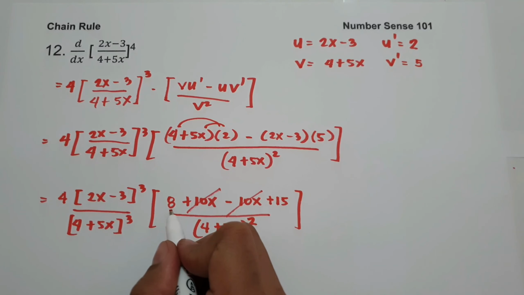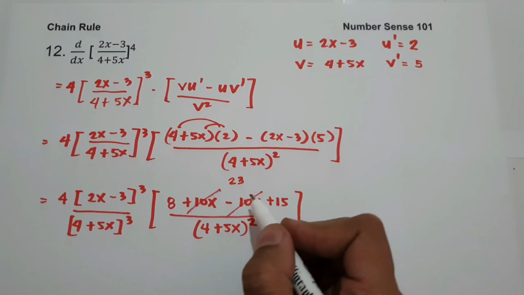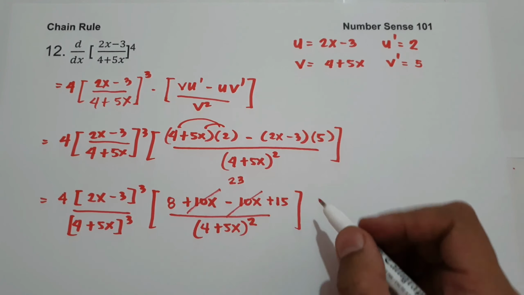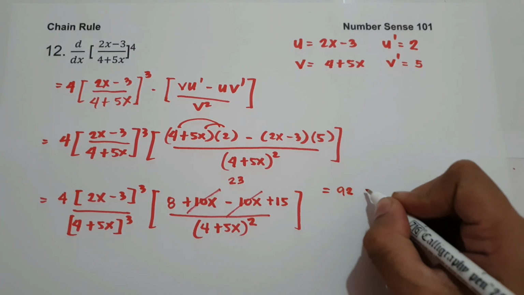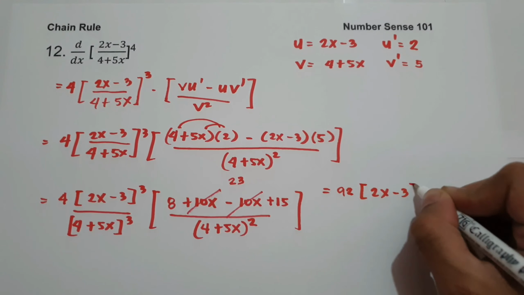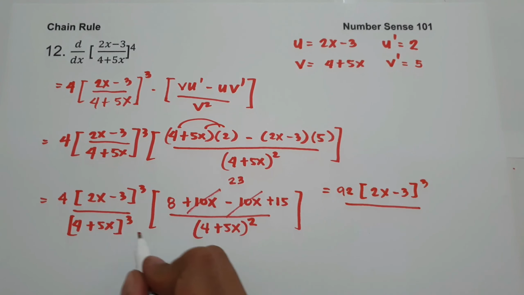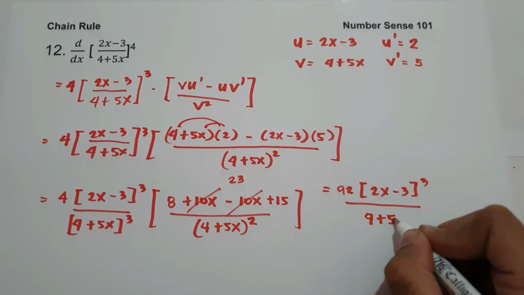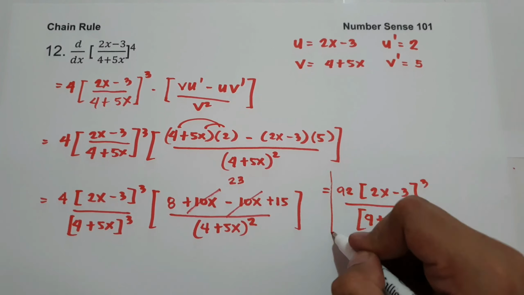It will give us 8 plus 15, that is 23. And then 4 multiplied by 23, that is 92, times 2x minus 3 raised to 3 over, since we have the same base, let us add their exponent. It will give us 4 plus 5x raised to 5. And this will be our answer.